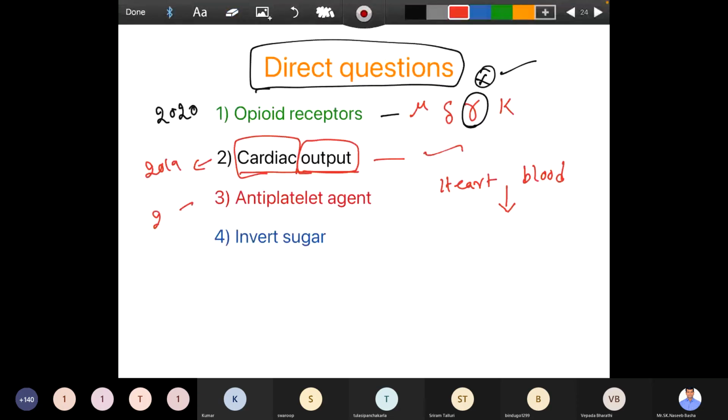Now, in 2020, there is a question about which among the following is an antiplatelet drug, and one of the options is clopidogrel. This is directly a classification based question.